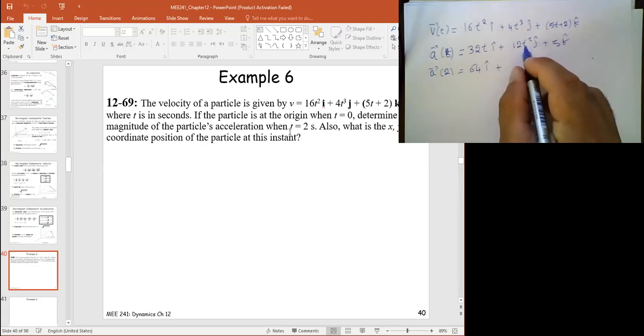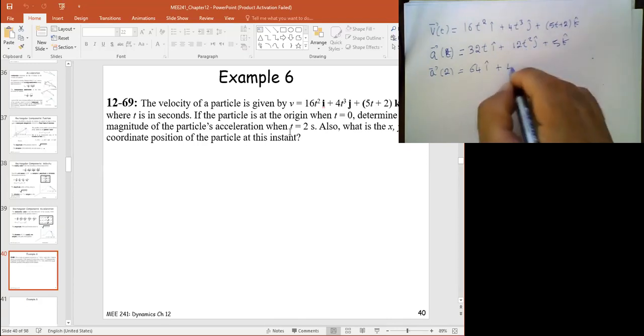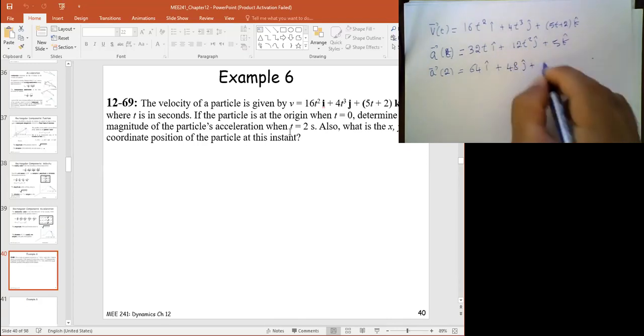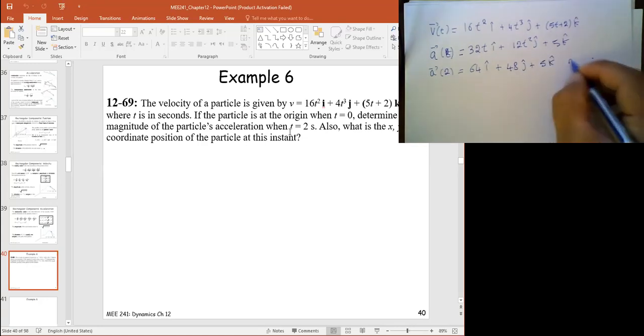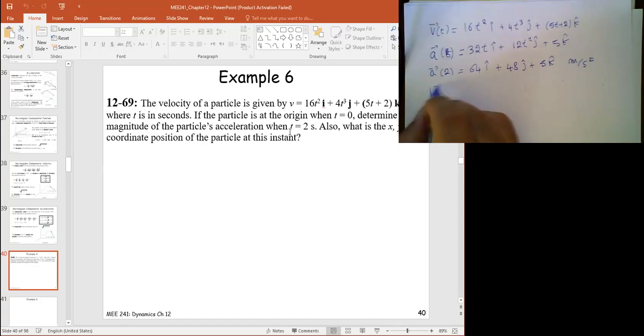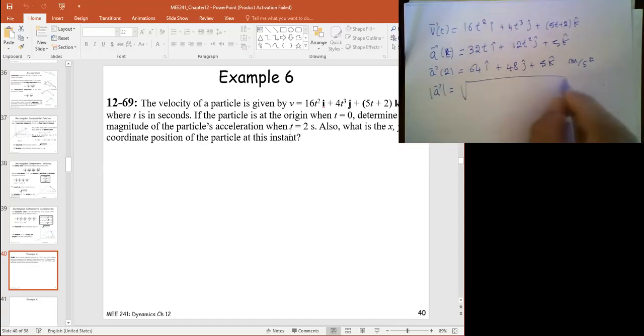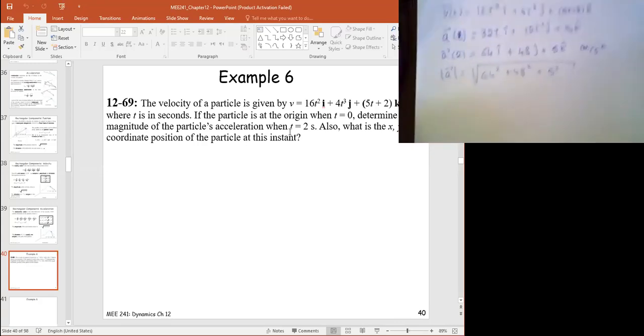it's going to be 32 times 2 is 64 i plus 12 times 4 is how much? 48, right? 48j plus 5k, and that is in meters per second squared. So if you want to get the absolute value of that, it would be the square root of all of these, right? Plus 48 squared plus 5 squared. Okay, deal? How about the position?